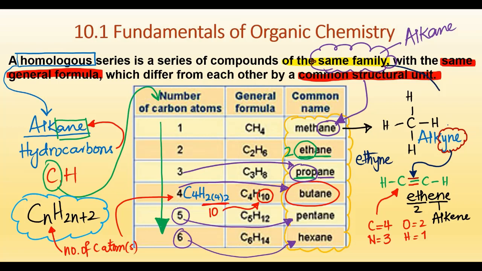So the alkyne is another family or a homologous series, and remember the members of each homologous series differ from the next member by a common structural unit, usually CH2. It means that if you add CH2 to one member of the homologous series, you will get the next member. Similarly, adding CH2 to ethane, we will get C3H8, which is propane, the next member, and so on.